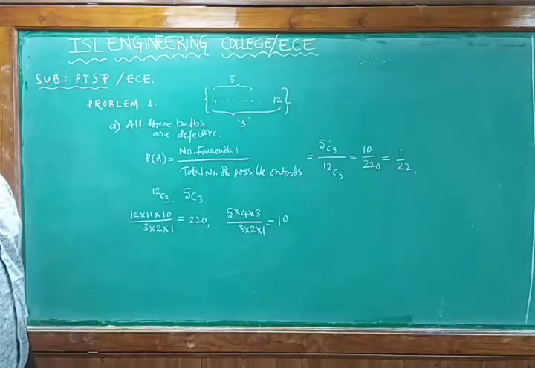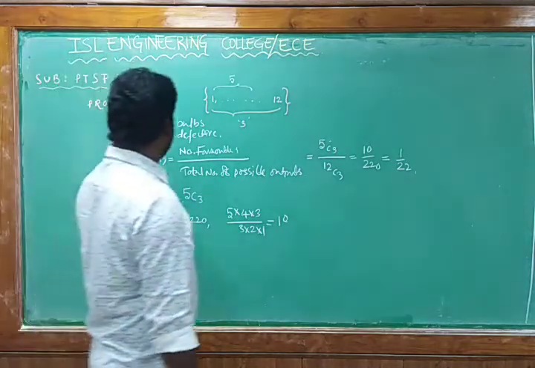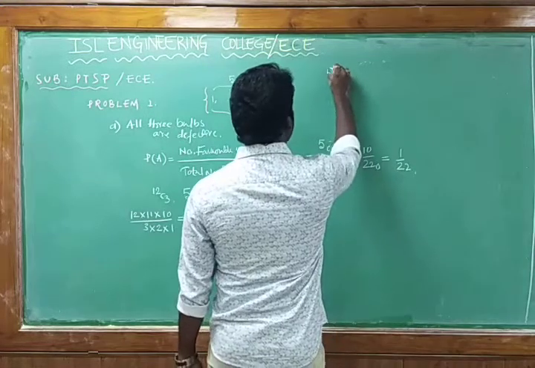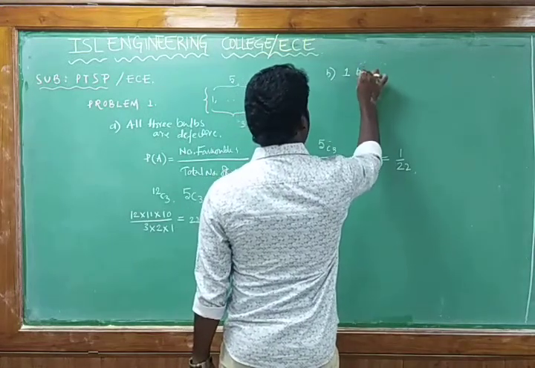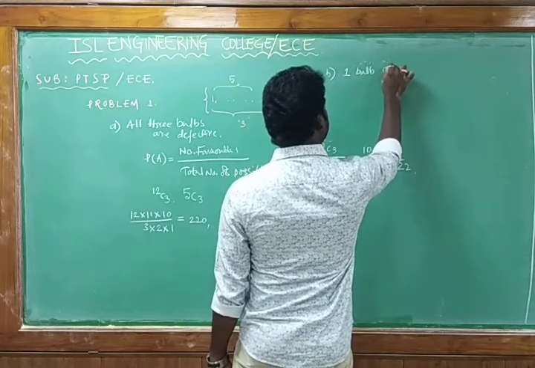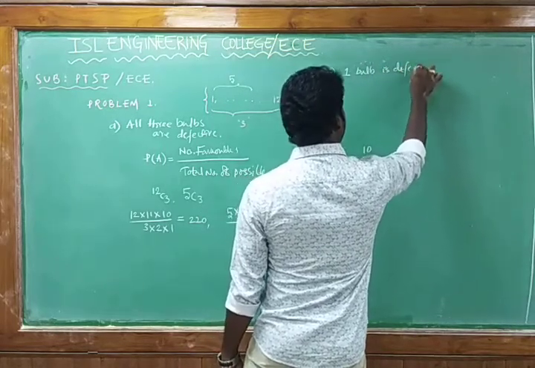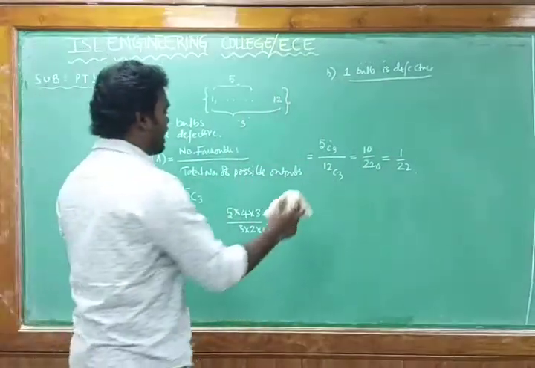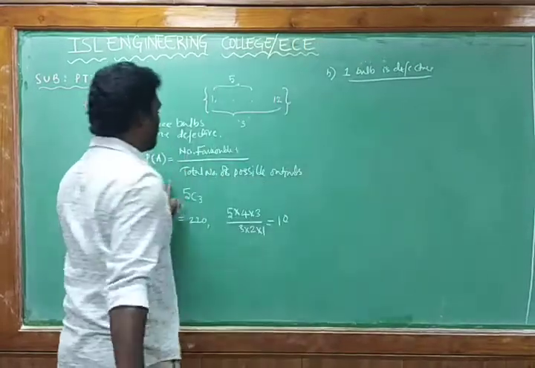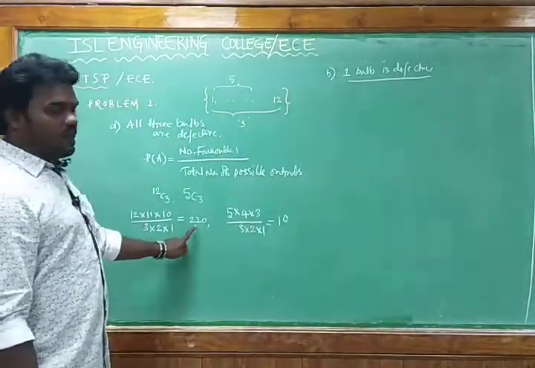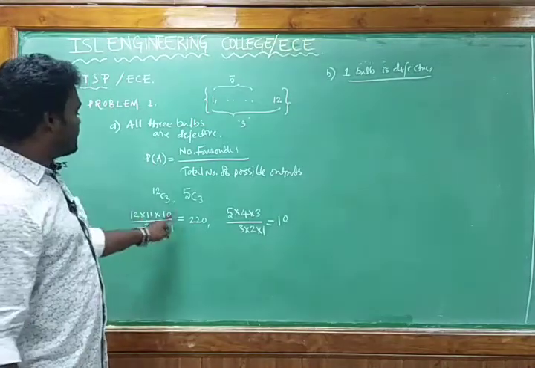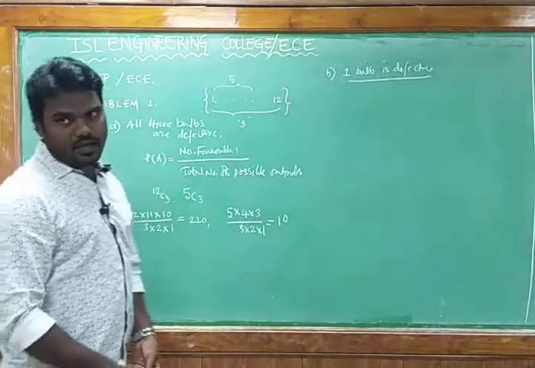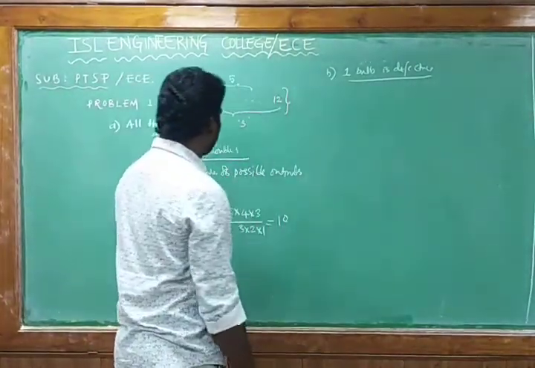The second question is that 1 is defective. The first question we solved with the case where all the 3 bulbs are defective, and the second case is that 1 bulb is defective. We have to find the probability of getting 1 defective bulb. The total number of possible outcomes remains the same, that is 12C3, which equals 220. We need to find the total number of favorable cases.